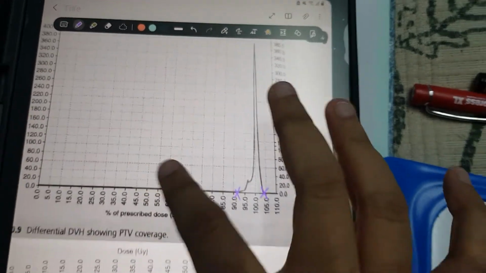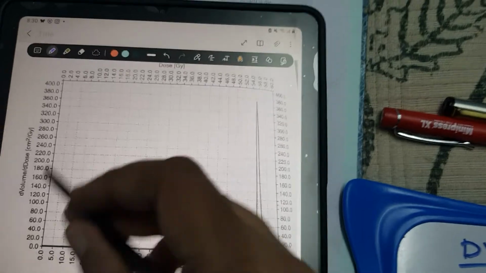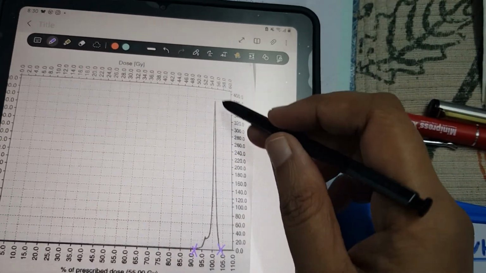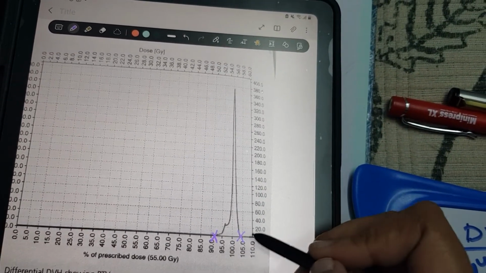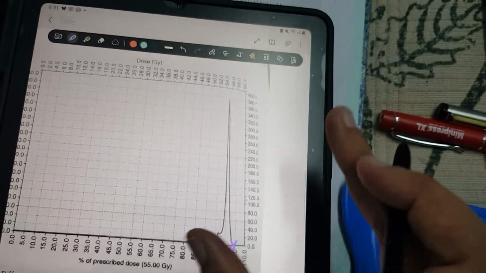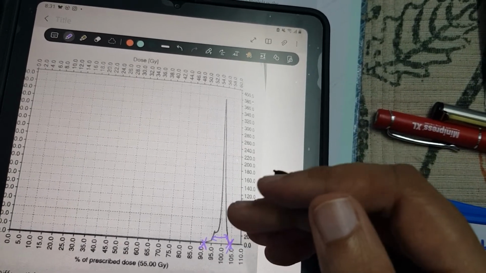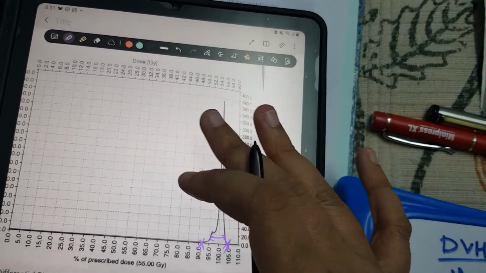So now, how does a differential DVH look like? This is how it looks like. Dose on the x-axis and volume on the y-axis. That will be one of the curves of the PTV. It will show the minimum dose received by the organ or the PTV and the maximum dose. And for a PTV, the narrower the width of the peak, the better the plan is.